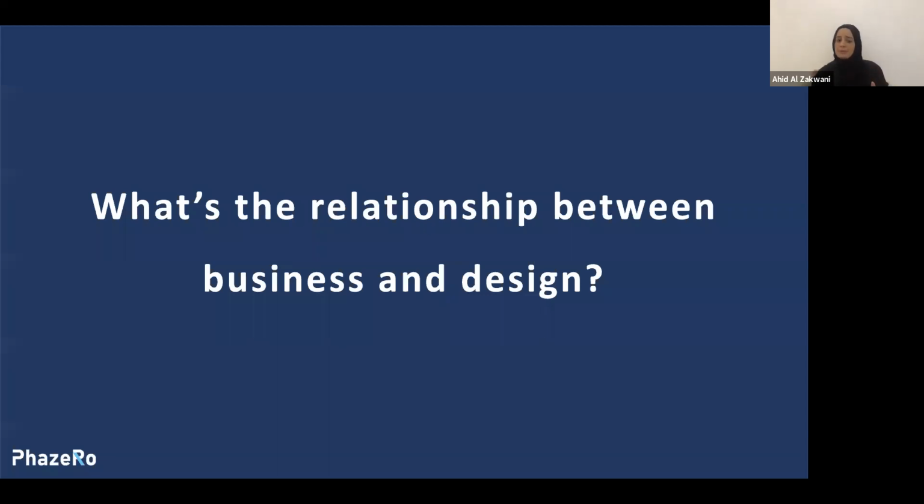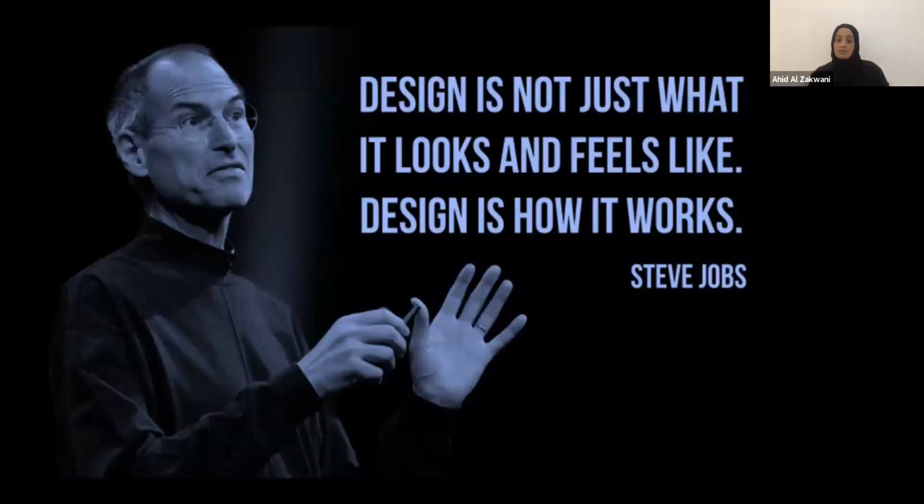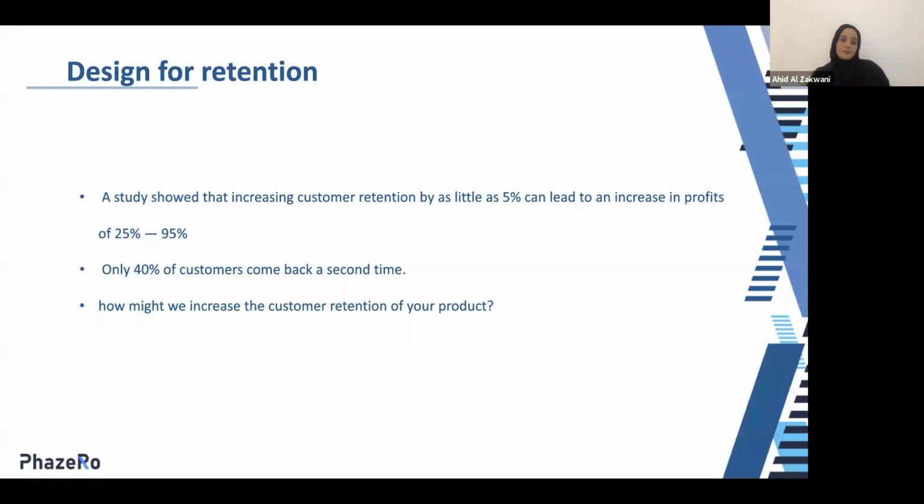All right, so some people might ask, what is the relationship between business and design? Up until recently, business was something and design was something else. Designers mainly were responsible for making things look pretty. But here is a quote that I like from Steve Jobs, where he says that design is not just what it looks and feels like, design is how it works. And this is true. Right now, designers are not just responsible for making things look pretty, but also for making things work correctly.